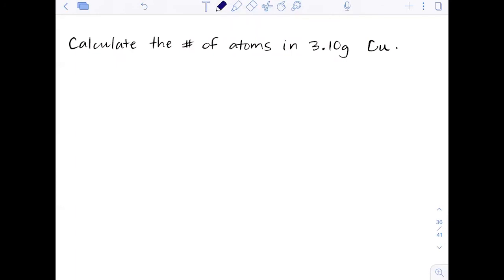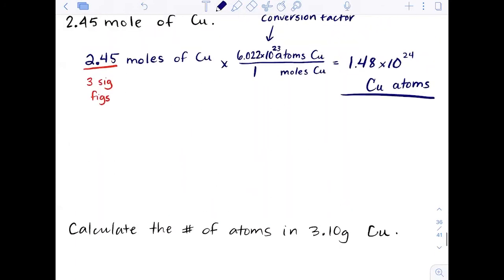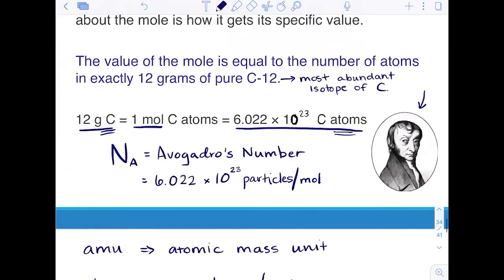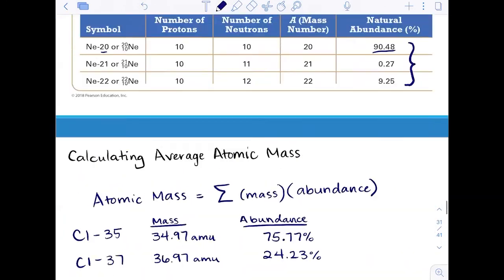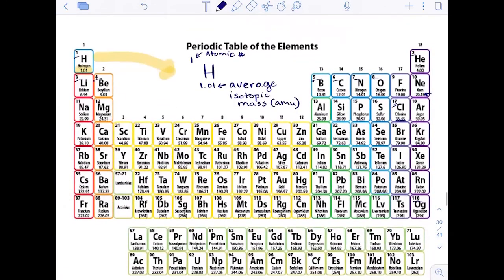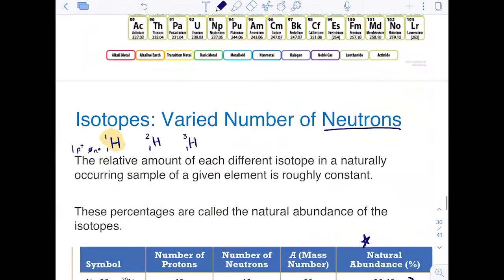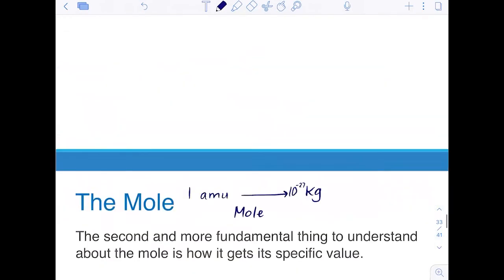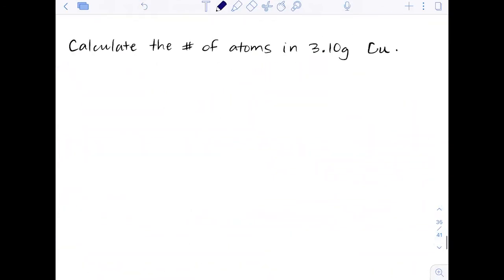Very, very cool. Let's go back to our periodic table and get that helpful, useful piece of information. Where is it? There it is. Copper, 63.55 for its average isotopic mass, which means 63.55 grams per mole.